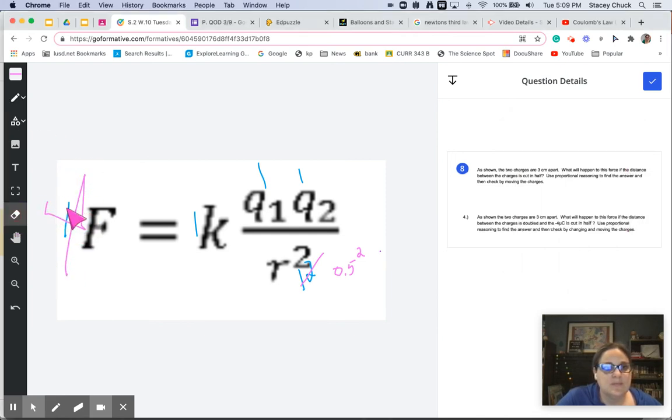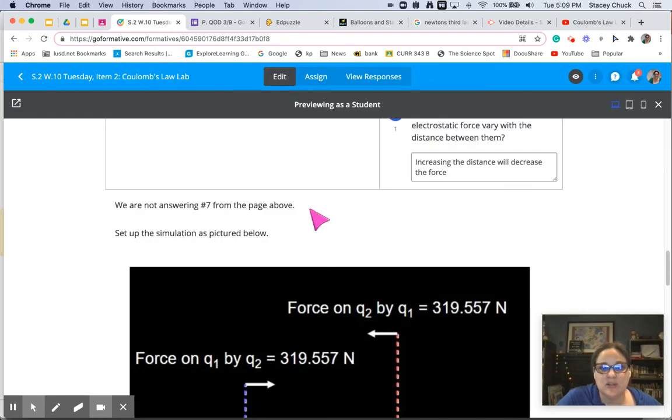So force, instead of 1, is now 4. So it quadrupled. It's 4 times bigger. If we make the distance half the distance, the force gets 4 times bigger. So then, of course, we can confirm this with the simulation.